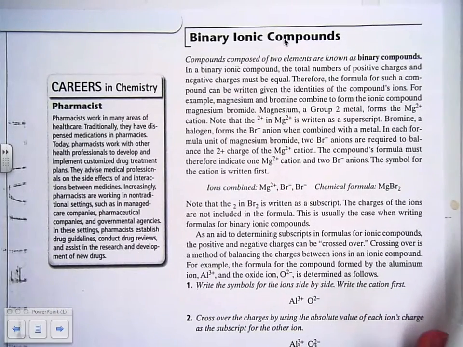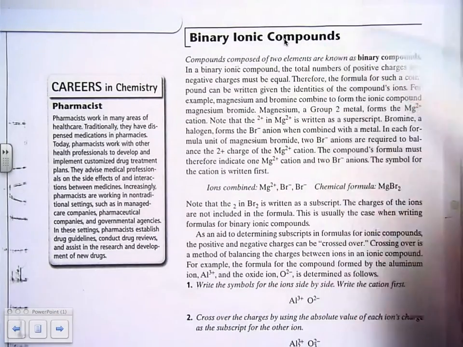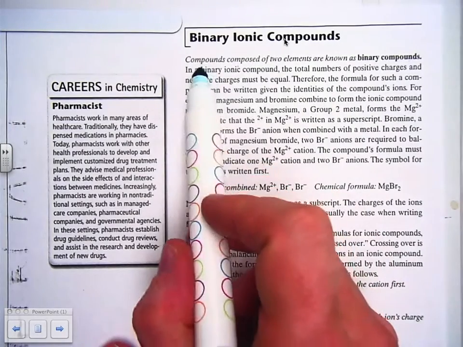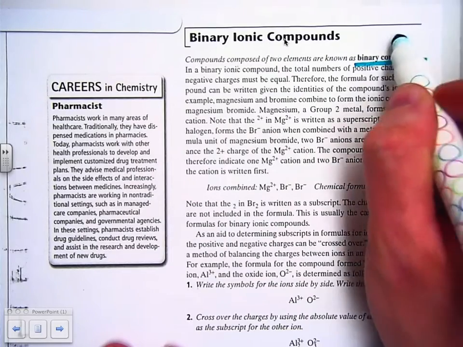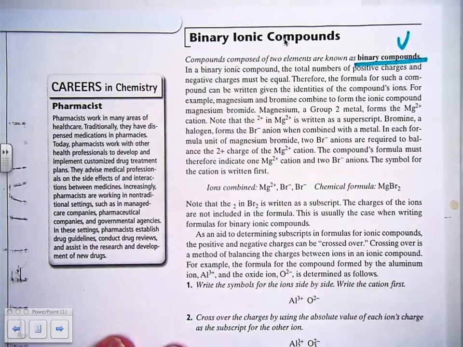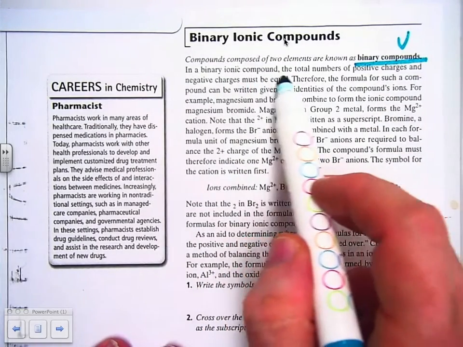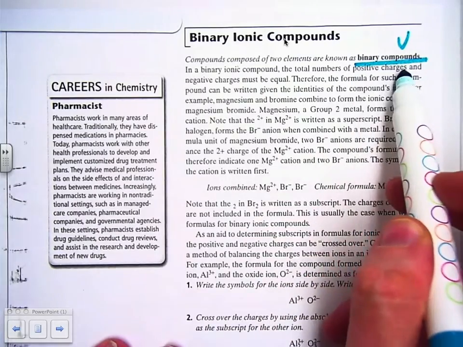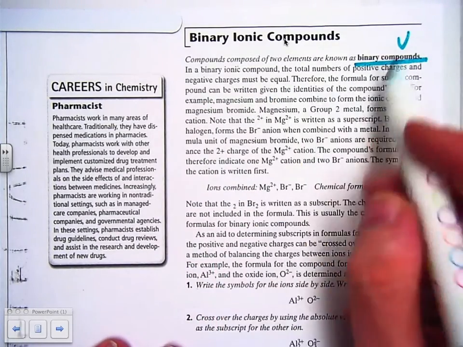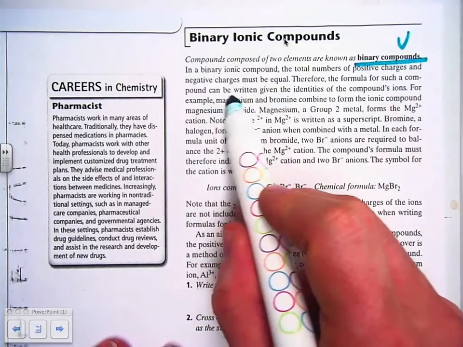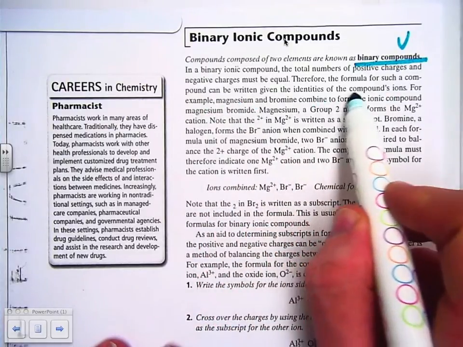Alright, video 3. Binary ionic compounds. Compounds composed of two elements are known as binary compounds. That's a vocab word. You need to know it. Could be on a quiz. In a binary ionic compound, the total number of positive charges and negative charges must be equal. Therefore, the formula for such a compound can be written given the identities of the compound's ions.